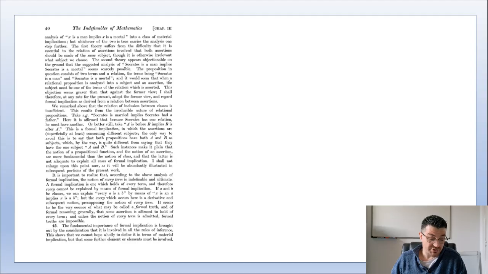Such instances make it plain that the notion of a propositional function and the notion of an assertion are more fundamental than the notion of class, and that the latter is not adequate to explain all cases of formal implication. I shall not enlarge upon this point now, as it will be abundantly illustrated in subsequent portions of the present work. It is important to realize that, according to the above analysis of formal implication, the notion of every term is indefinable and ultimate. A formal implication is one which holds of every term, and therefore every cannot be explained by means of formal implication.